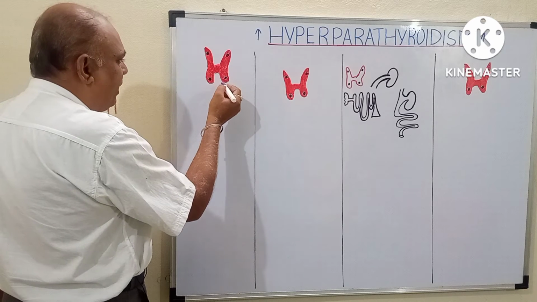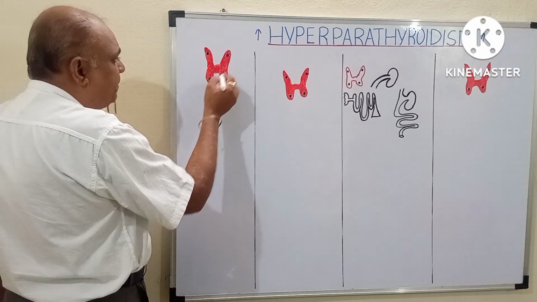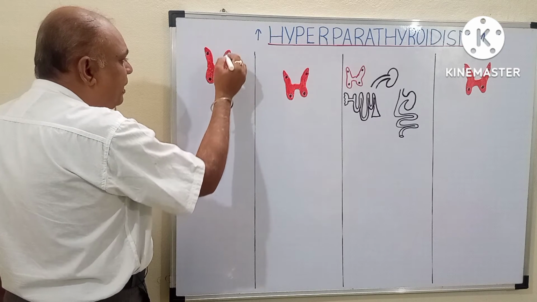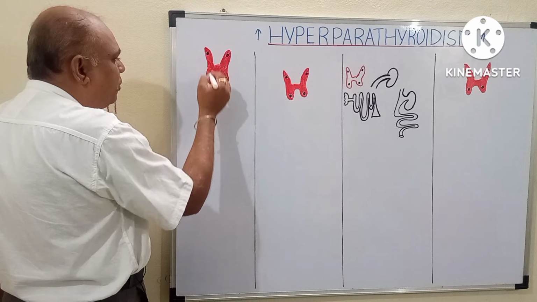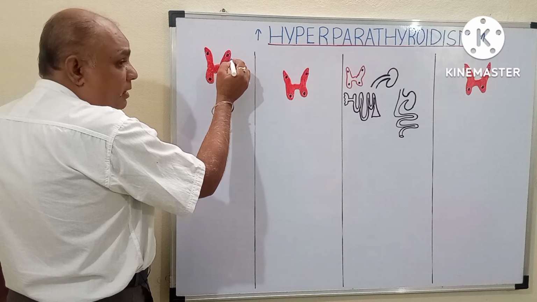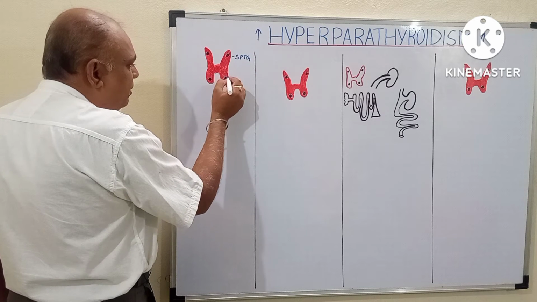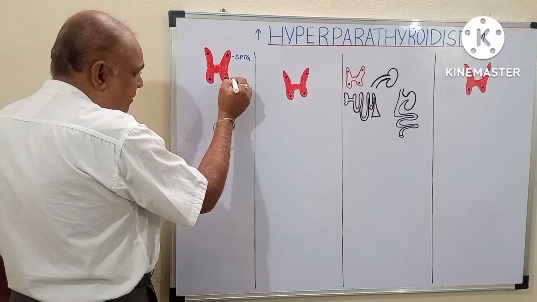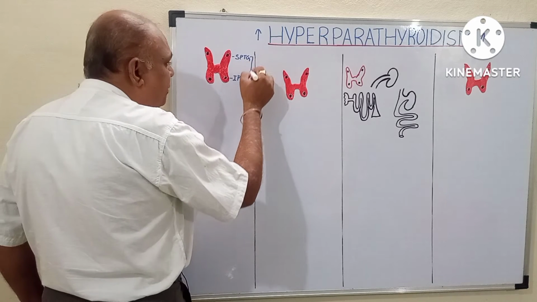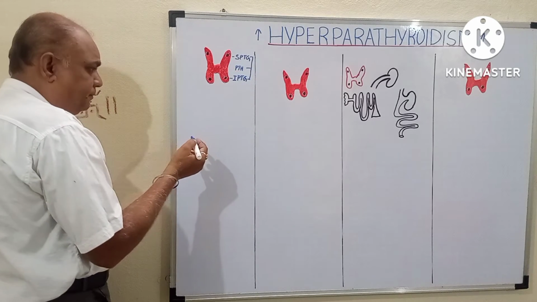Now this is our thyroid gland, which is located inferior to the larynx and anterior to the neck. Posterior to this thyroid gland are 4 parathyroid glands. Each lobe of the thyroid gland will have 2 parathyroid glands. The parathyroid glands in the upper lobe are called superior parathyroid glands, and those in the lower lobe are called inferior parathyroid glands. The main function of the parathyroid gland is to secrete the parathyroid hormone.